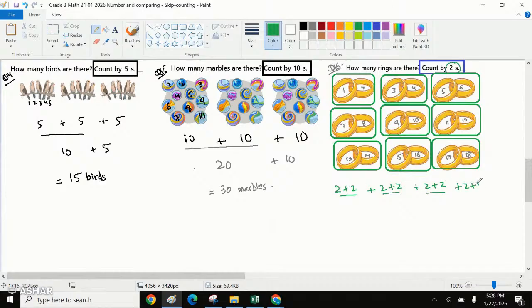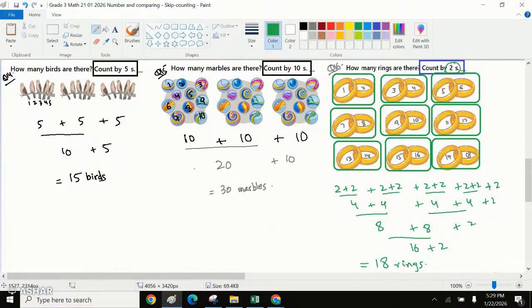And that means 4 plus 4. Wait, how many? 1, 2, 3, 4, 5, 6, 7, 8, 9. Oh, sorry, there are 9 pairs. 4 plus 4 plus 4 plus 2. This is 4 plus 4 is 8, plus 8, plus 2. That is 16 plus 2, and there are a total of 18 rings, right?